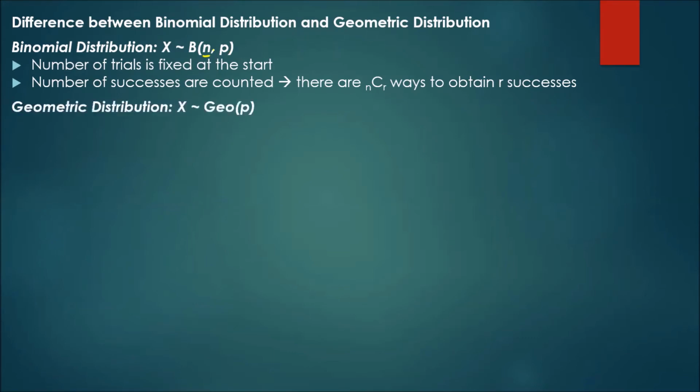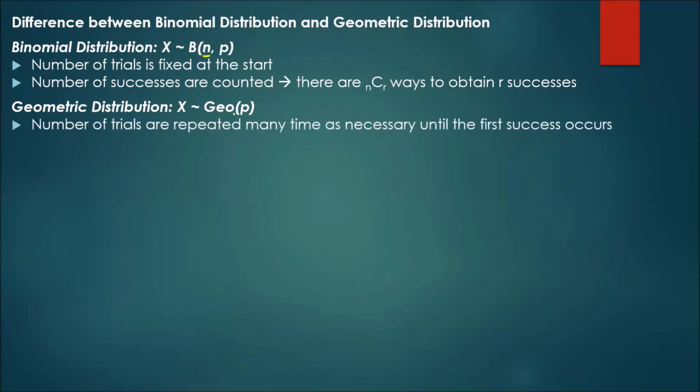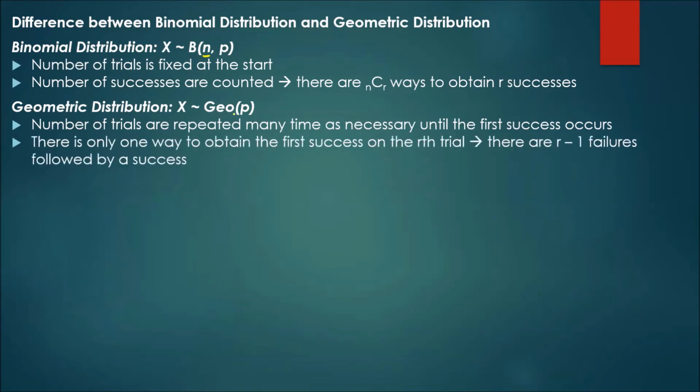Now for geometric distribution, which is represented by this, that is X distributed geometrically, where p is our probability of success. The trials are repeated as many times as necessary until the first success occurs. So the number of trials can be infinite. And there is only one way to obtain the first success on the rth trial. That is, there are r minus 1 failures followed by a success.